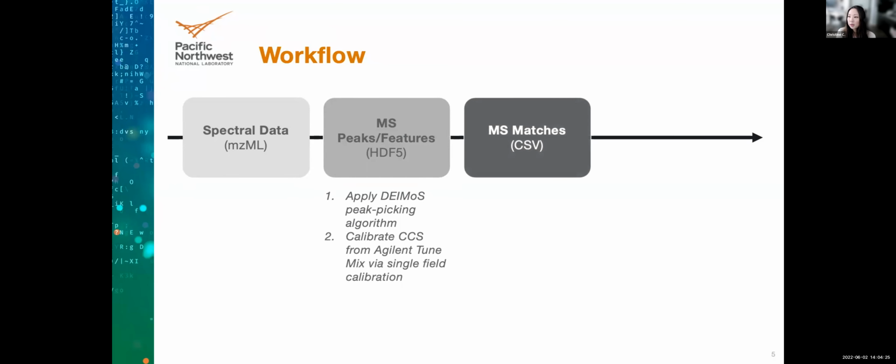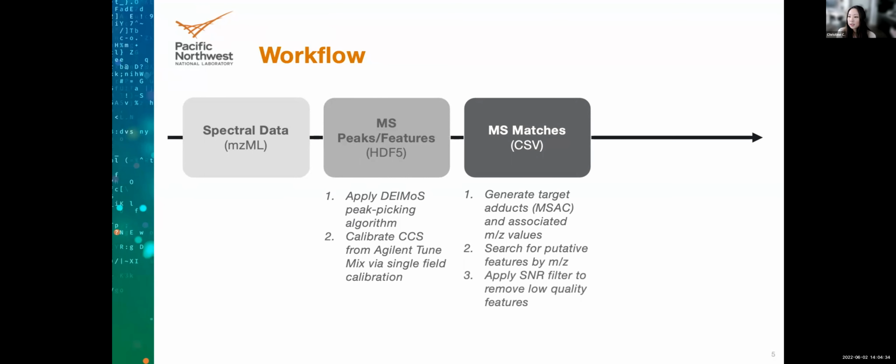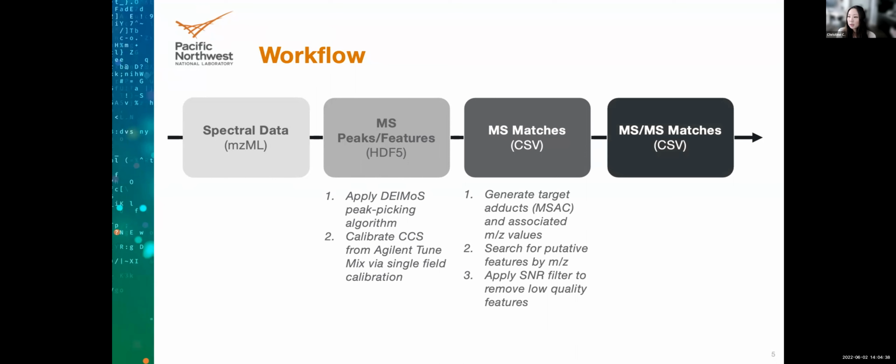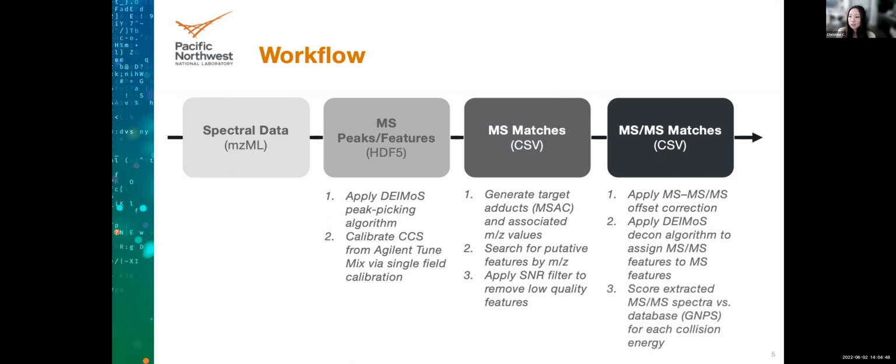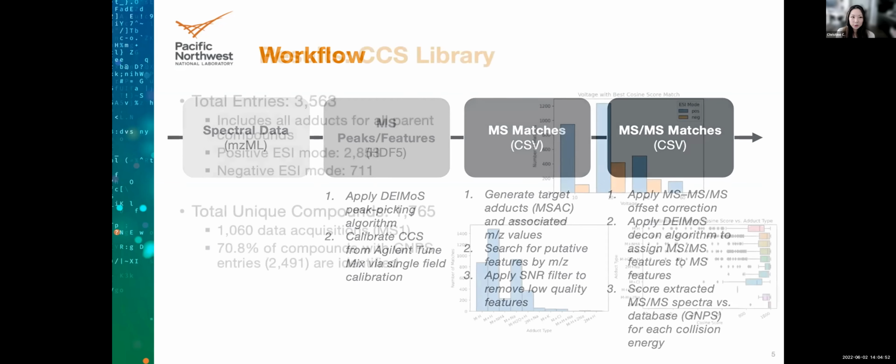We then perform matching by first generating a target list of adducts using our MSAC tool and search for putative matches, and finally apply an SNR filter to remove low quality features. Finally, we pull MS/MS spectra by first applying the offset correction described by Jess earlier, and then we use deconvolution to assign MS2 features to the MS1. And finally, we score these spectra against GNPS to validate the entry.